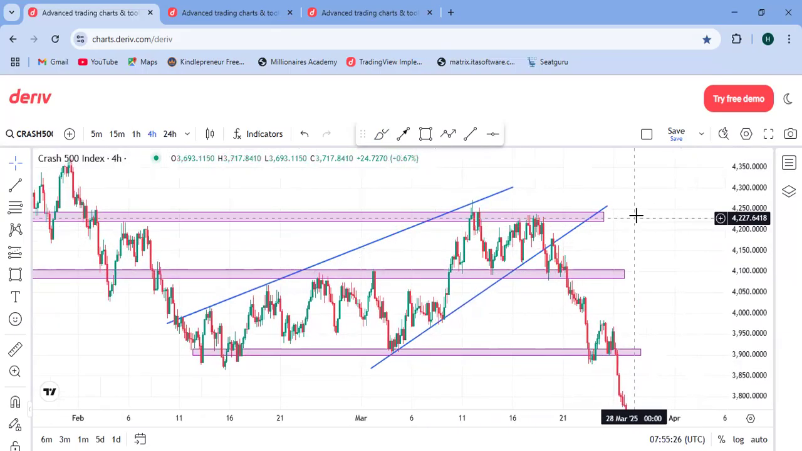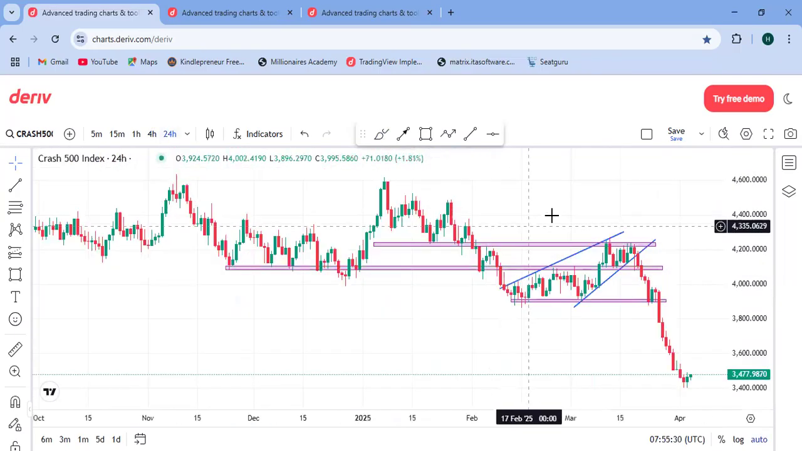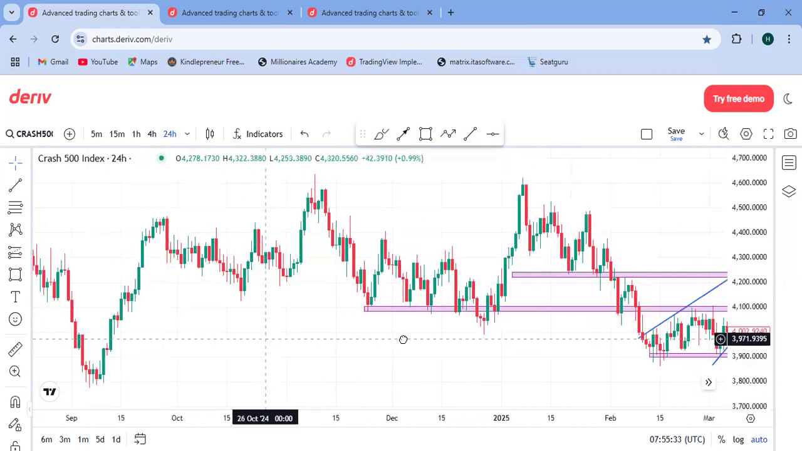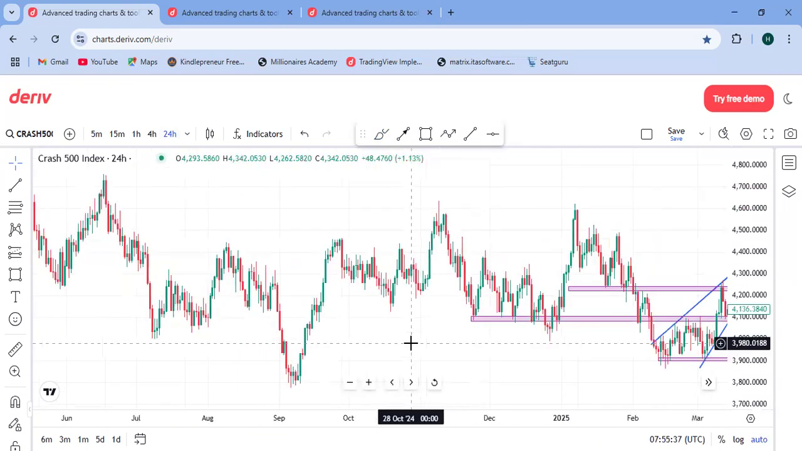I think I saw another example here. Let me go back to the daily time frame. Reset the chart. Let's go back. I think I saw something. Okay, let me see.